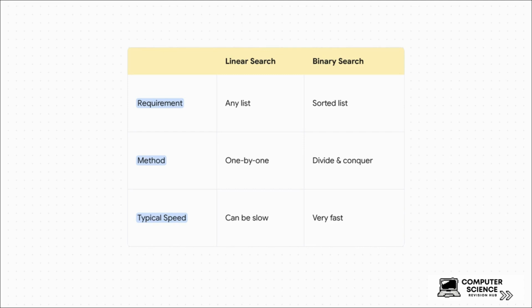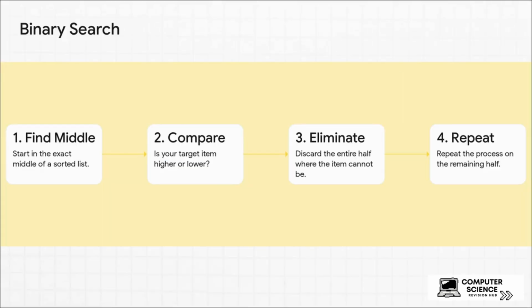Look at the difference. While the linear search just kind of plods along one by one, the binary search uses this clever divide and conquer strategy. But, and this is a huge but, look at that first row. It has one critical requirement. The list has to be sorted. That's the key. So how does this magic work?